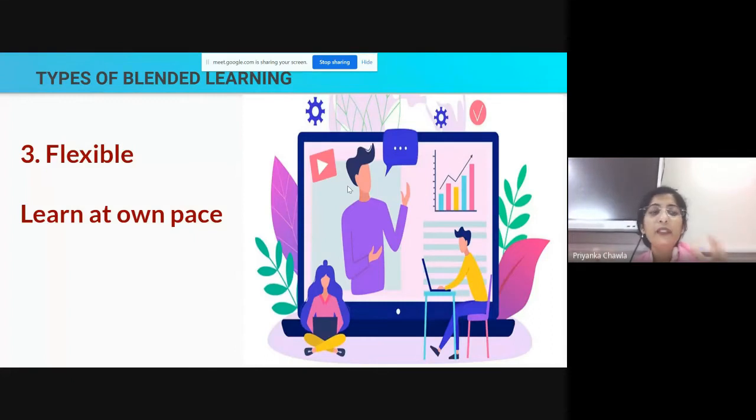The third one is flexible learning. Flexible learning means students learn at their own pace. They are sitting at home and watching videos. Suppose MOOC courses are available, or Swayam, or Coursera, edX. These are some of the courses which are available and they offer flexible learning.